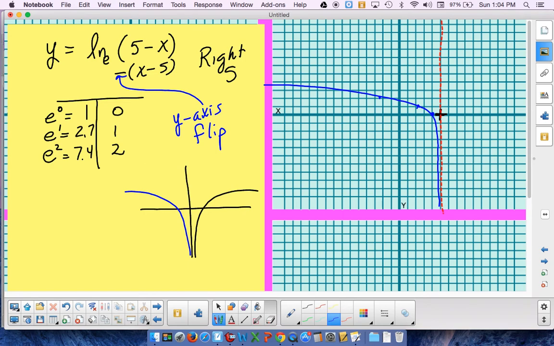Okay, that's graphing. I'm going to break the video right there for the moment, and then we'll come back and start solving some problems with log.